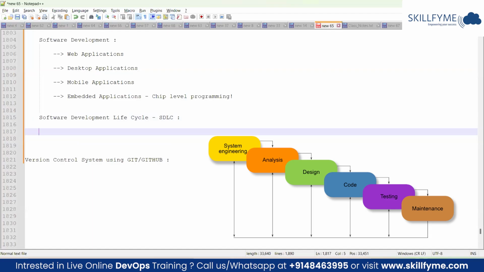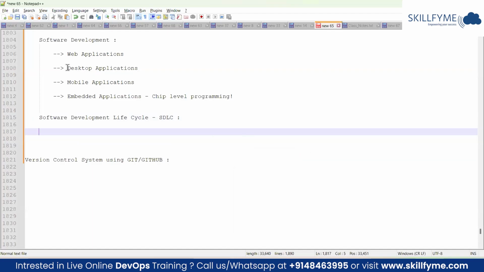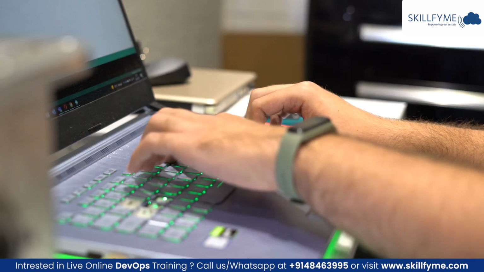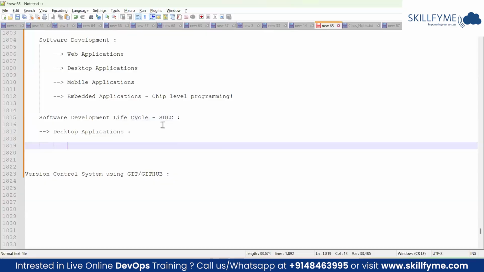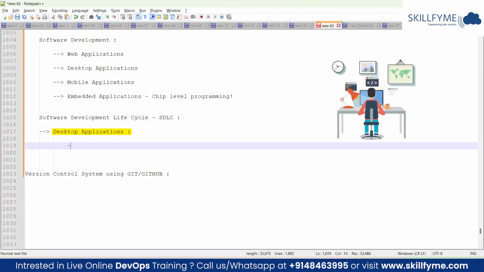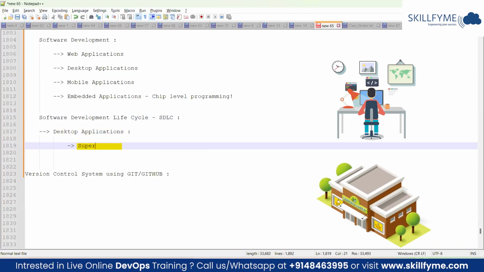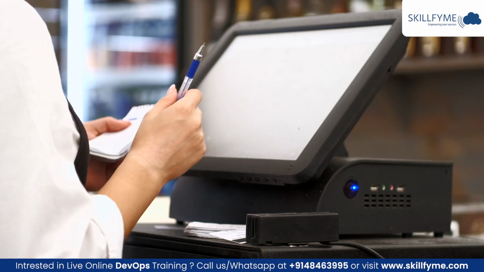As part of the SDLC process, for example, consider I got a requirement to develop a software application. Let's take one use case here. My requirement is to develop a desktop application. It can be for anything, like consider I want to develop a desktop application for one of the supermarkets. So in a supermarket, we have something called billing systems and all, right? So this is also one of the desktop applications we can consider.